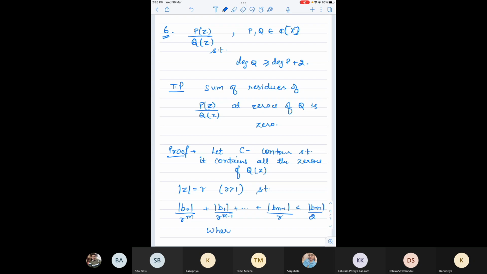Here we are writing the QZ polynomial with its coefficients as the Bi's, right? So we are choosing the radius R in such a way that this circle will contain all the zeros of QZ, and also it will satisfy this condition number 1.